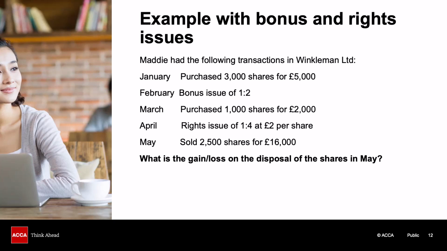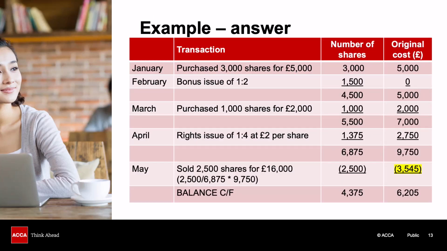In March, she purchased 1,000 shares for a total of £2,000, and in April there was a rights issue of 1 to 4. That means she has the right to buy 1 additional share for every 4 she already has, and it will cost her £2 per share for the new shares. In May, she sold 2,500 shares for £16,000 in total. And we're being asked to work out what is the gain or loss on the disposal of these shares in May. So you can see in my answer here, I've set it out using a table format, and that really helps with a share pool.